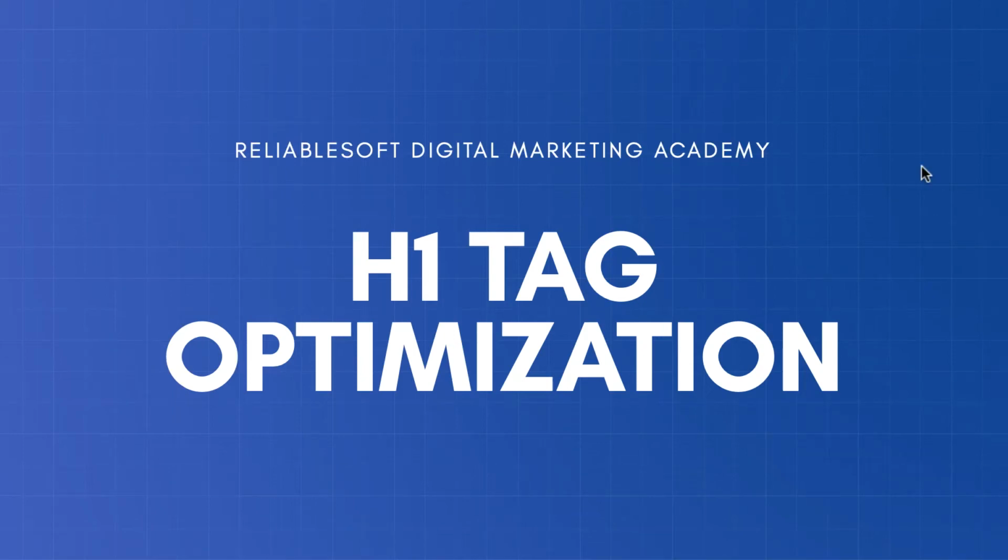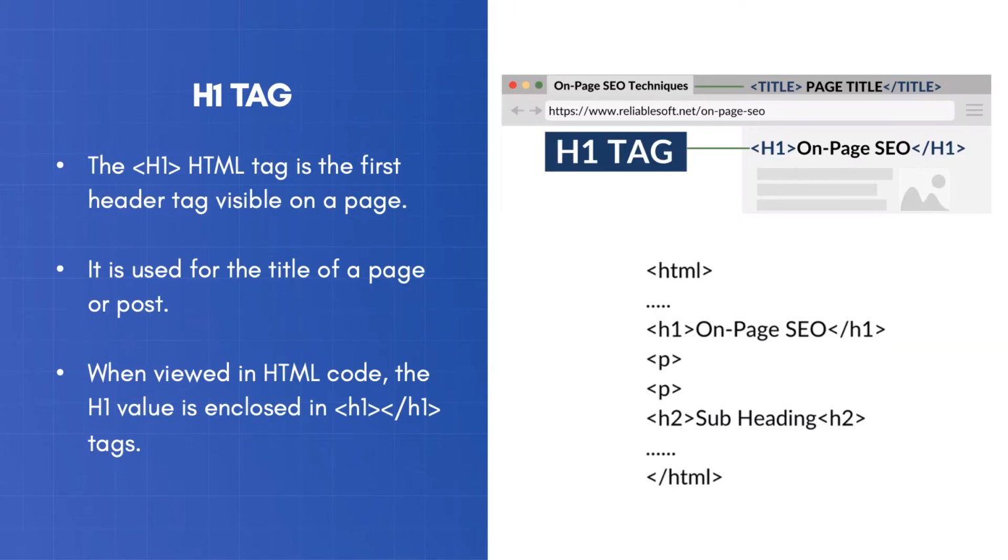In this video, you will learn what an H1 tag is, why it is important for SEO, and how to optimize it. The H1 tag is usually used for the page title, and it is the first heading visible on a page. When viewed in HTML code, its value is enclosed in H1 tags. To make the text stand out, the H1 tag is usually formatted differently than the rest of the page content.